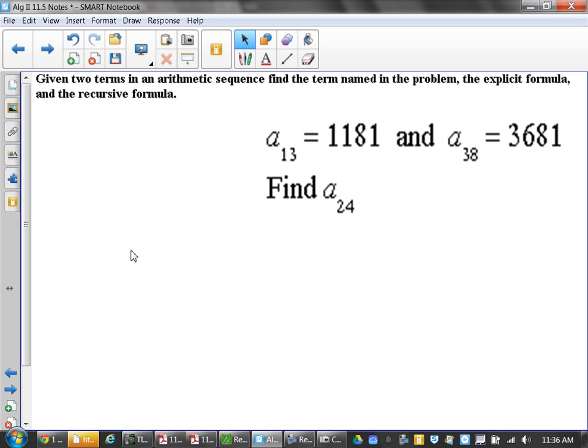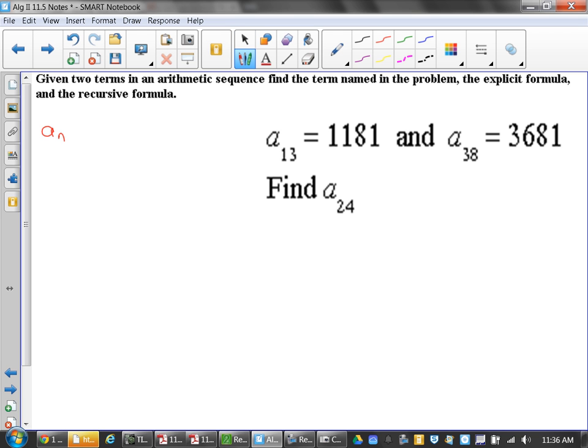When we're dealing with an arithmetic and we've got 2 terms, how many times did we write up the generic formula, the explicit formula? Twice. And then we did some systems of equations, didn't we? All right, let's go for it. Let's walk through it.